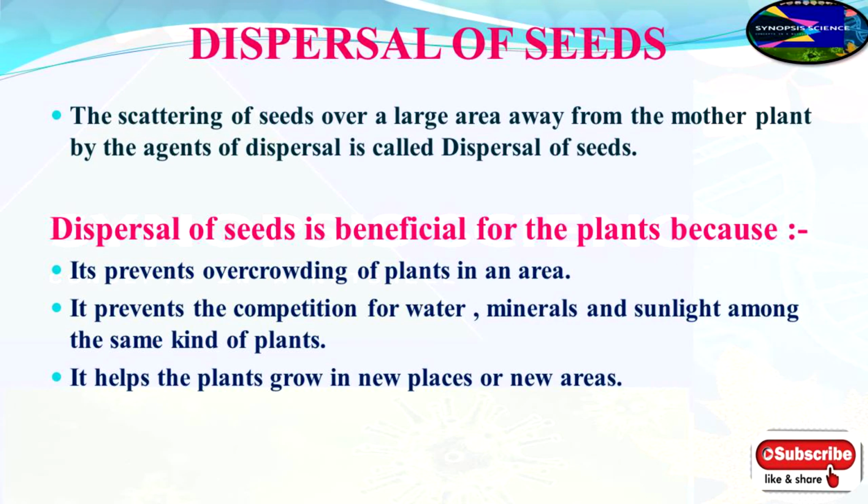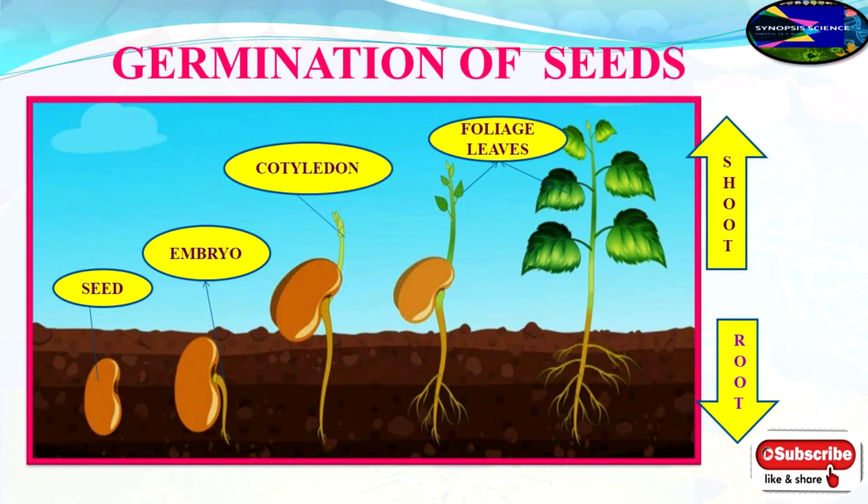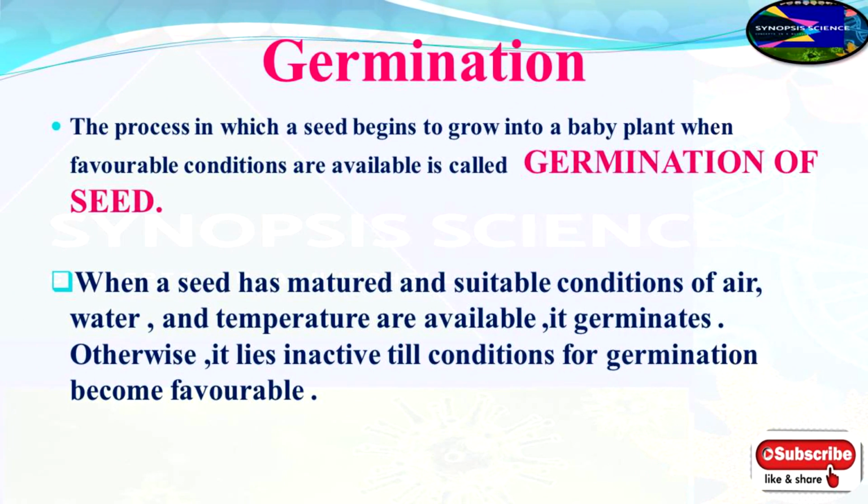At last, in this module, we have the process by which the embryo in the seed becomes active and begins to grow into a new plant, which is called germination. When a seed has matured and there are suitable conditions of air, water and temperature, it germinates. Otherwise, it lies inactive till conditions for germination become favorable.